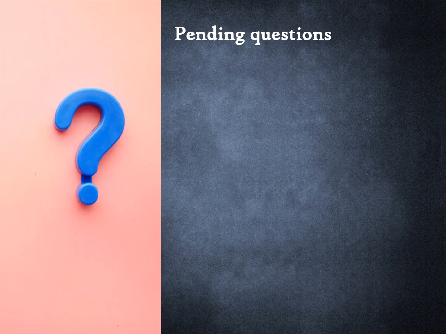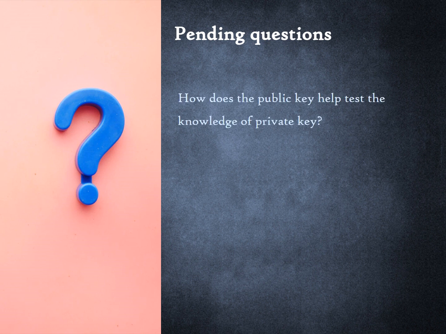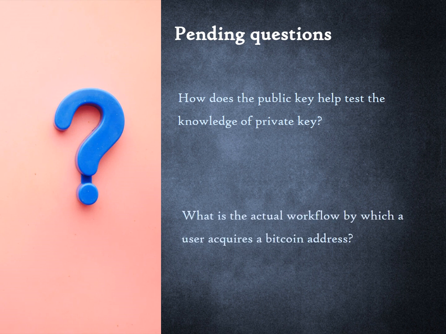We just summarized what we learned. But it is also useful to summarize the questions that have still not been addressed. First, how does the public key help test the knowledge of private key? We will cover this in the next lesson on digital signatures. Second, we said that when acquiring a Bitcoin address, a user gets issued the Bitcoin account triad. But we haven't covered the actual workflow by which this happens. We will cover this in a subsequent lesson. This brings us to the end of this lesson. Review the summing up section of this lesson before proceeding to the next one.